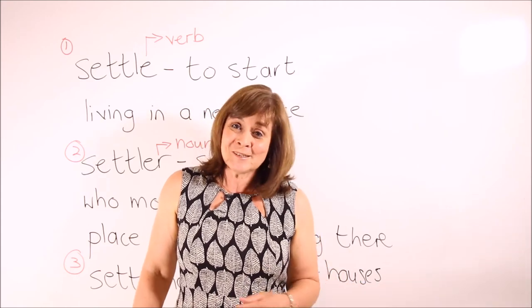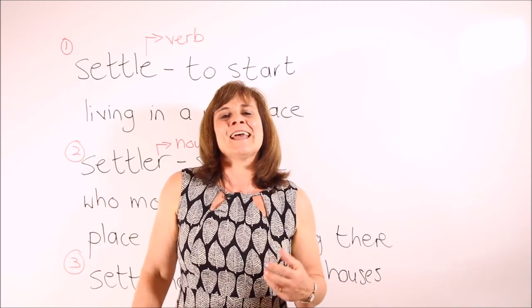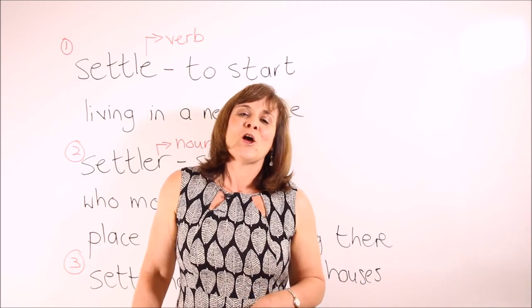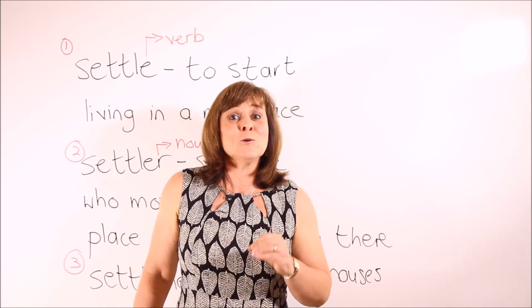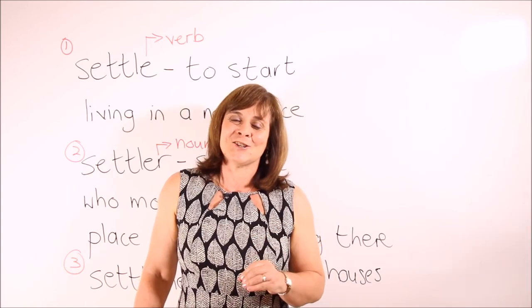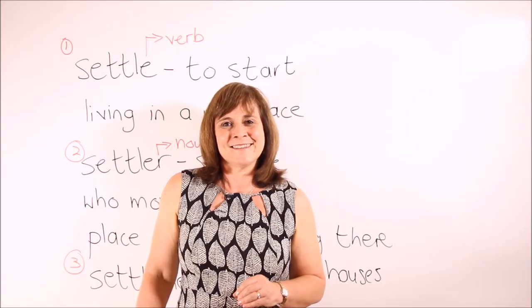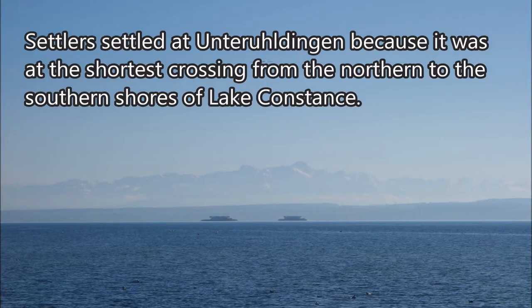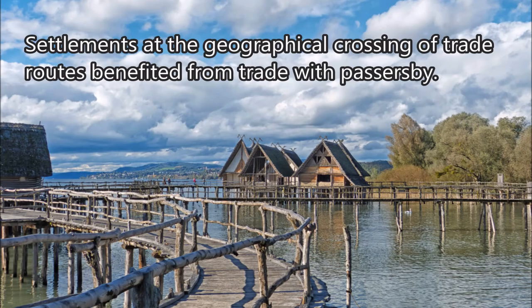Here are some sample sentences, and once again, I've used the example of the pole houses, the pole settlement on Lake Constance in Germany. Settlers settled at Unteruhldingen because it was at the shortest crossing from the northern to the southern shores of Lake Constance. Settlements at the geographical crossing of trade routes benefited from trade with passers-by.